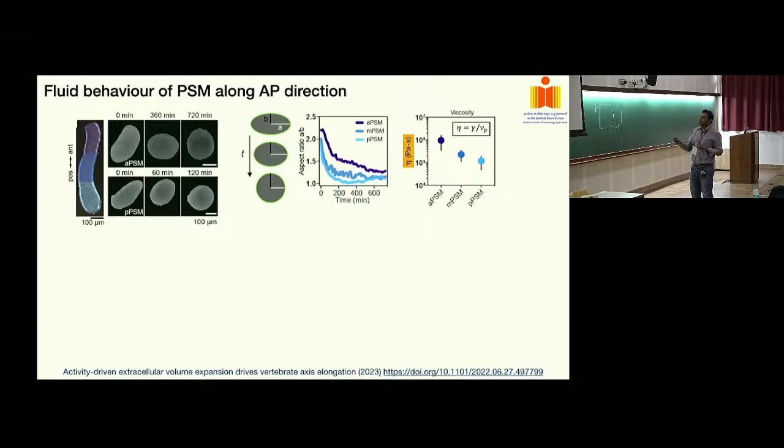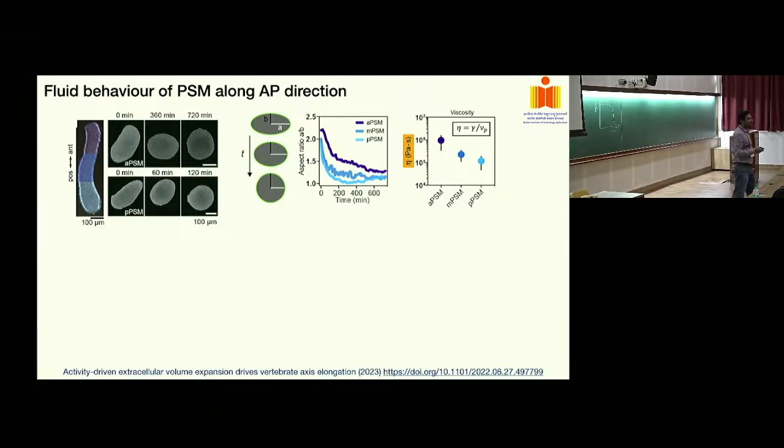So what they did, they took this, they cut it, and then let it relax. And then what you observe is that if it is a fluid kind of system, due to interfacial tension, it will try to capture back its spherical nature. So it will try to become spherical.